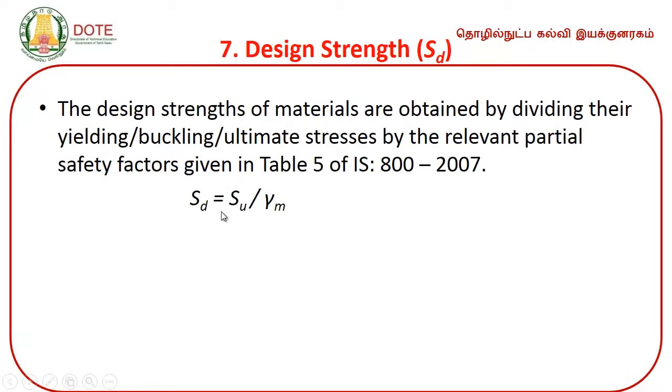And design strength, we have seen the ultimate strength and the design strength. Design strength of the material is obtained by dividing the yielding or buckling or ultimate stresses by the relevant partial safety factor for the material. And there you have seen that design action is the product of partial safety factor and the characteristic action. You are increasing the load, whereas here for design strength, you are dividing the ultimate strength by the partial safety factor of the material. And again the partial safety factors for the material, for yielding, for buckling, as well as for ultimate stresses are given in table number 5 of IS 800/2007.